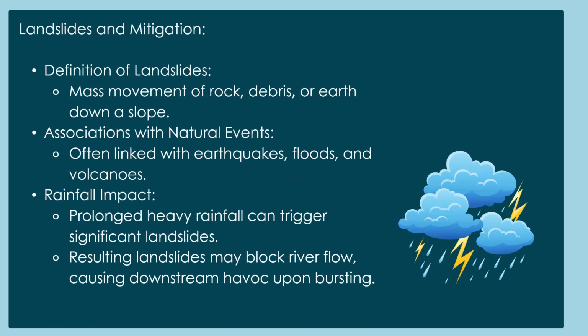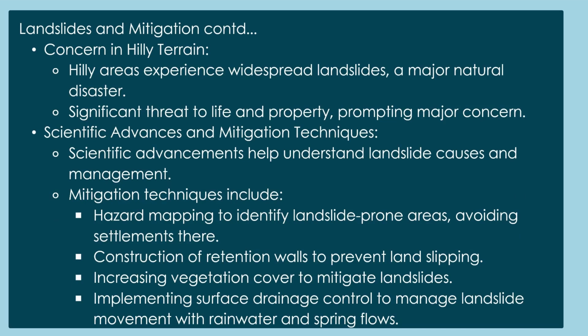Landslide and mitigation. Definition of landslides: mass movement of rock, debris, or earth down a slope. Association with natural events, often linked with earthquakes, floods, and volcanoes. Now, rainfall impact: prolonged heavy rainfall can trigger significant landslides. Resulting landslides may block river flow, causing downstream havoc upon bursting. Concern in hilly terrain. Hilly areas experience widespread landslides, a major natural disaster. Significant threat to life and property, prompting major concern.